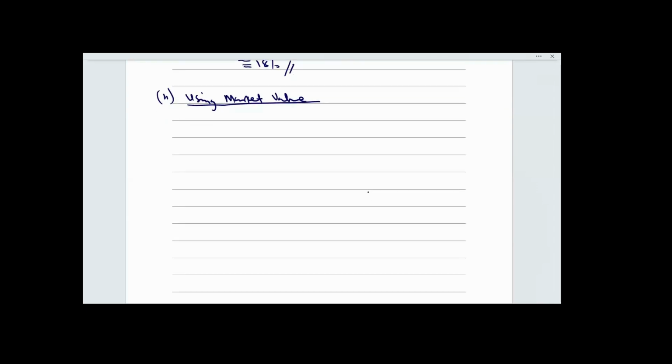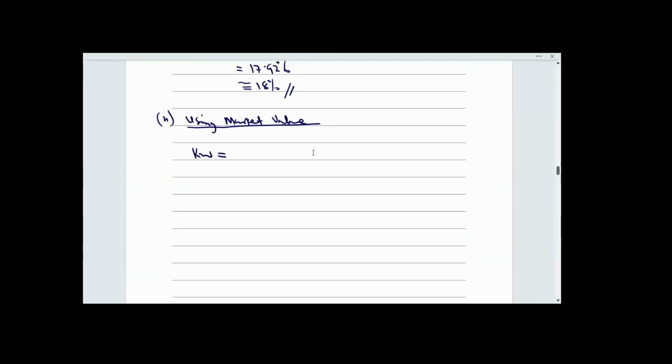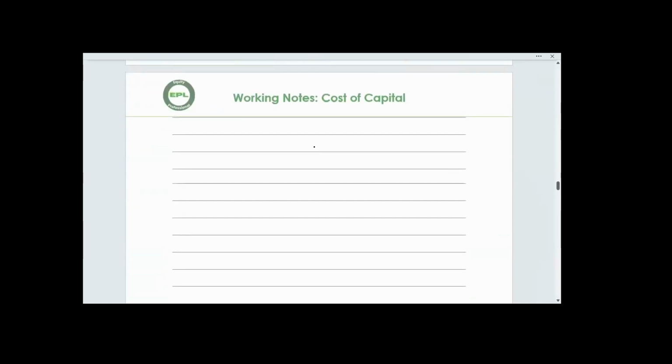So using market value is the same formula, right? So WACC will be equal to, I need equity value, market value of equity. So I need to go and calculate market value of equity. So let me put my working here. Working number 1, market value.